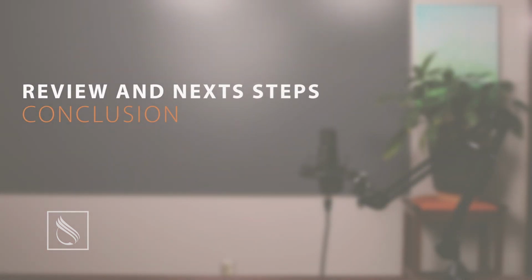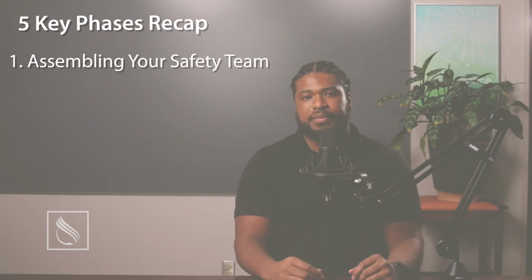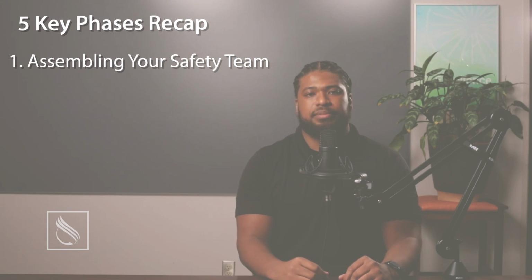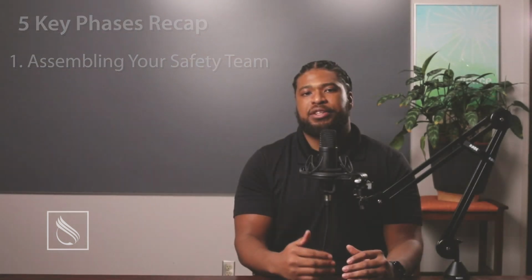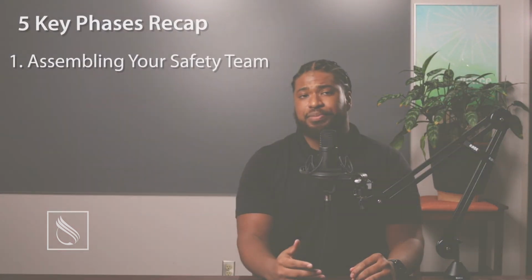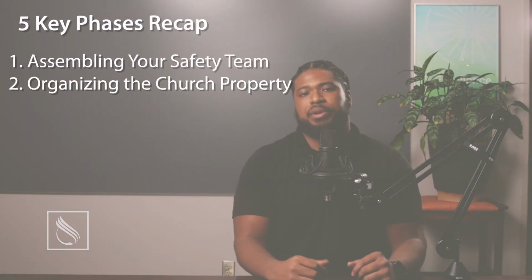Review and next steps. Throughout this training session, we walked through the processes of creating and implementing a safety plan for your church. Here's a quick recap of the 5 key phases we covered. Phase 1, assembling your safety team. We started with recruiting and screening volunteers, assigning roles, and establishing a clear reporting structure. Phase 2, organizing the church property.